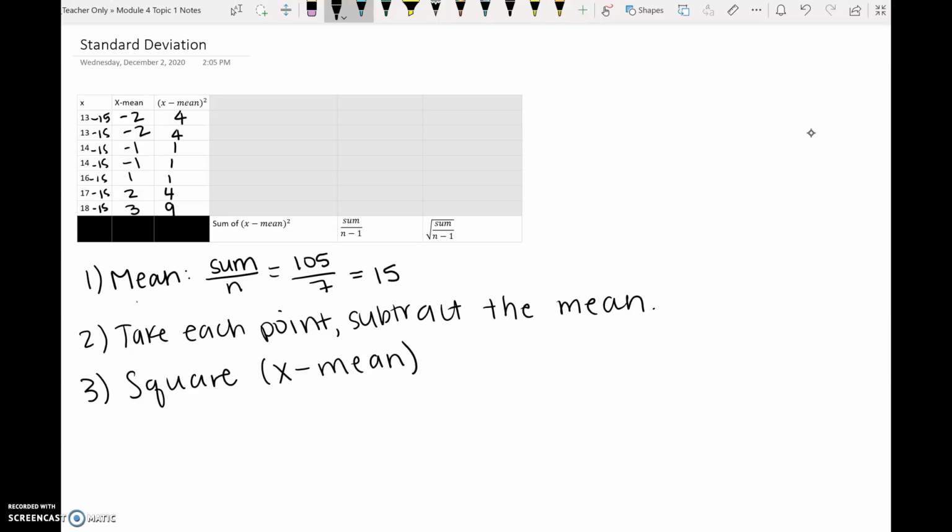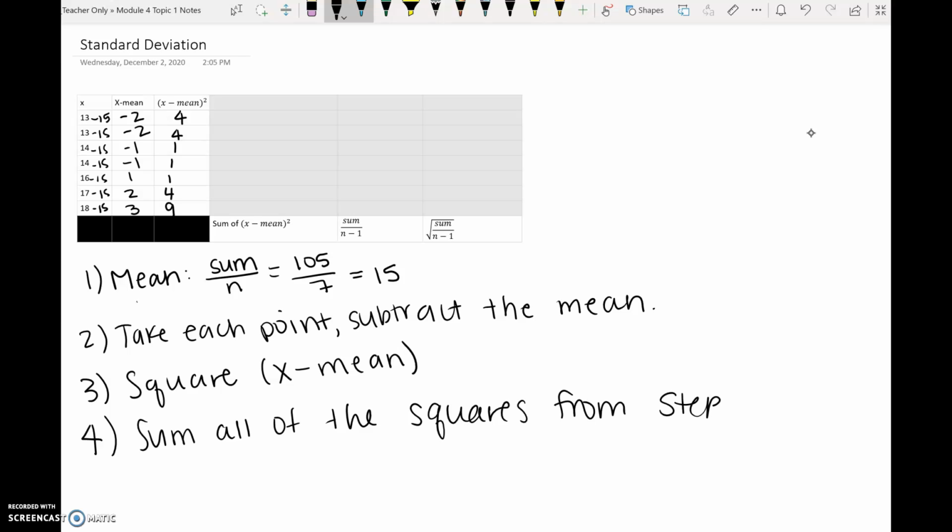And then the fourth thing I'm going to do is sum all of the squares from step 3. So I'm going to take 4 plus 4 plus 1 plus 1 plus 1 plus 4 plus 9. And that's 24.